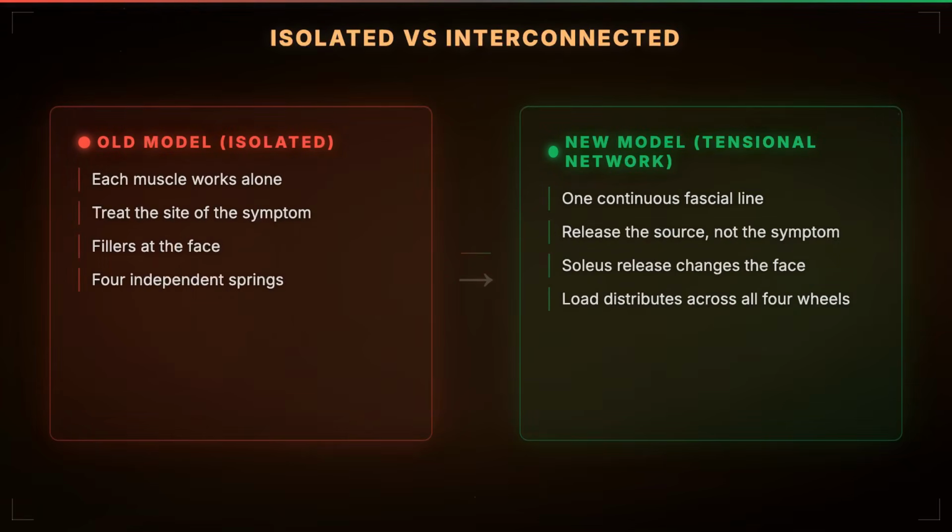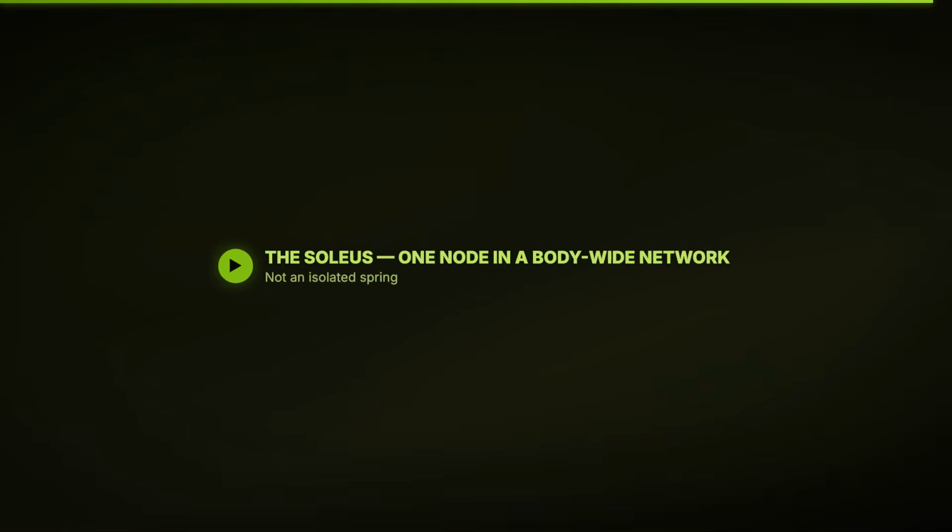A change in tension at the calf distributes along the deep front line exactly the way a road impact distributes through interconnected suspension. The soleus isn't an isolated spring. It's one node in a body-wide tensional network. This is where the dread should settle in, and I mean that.